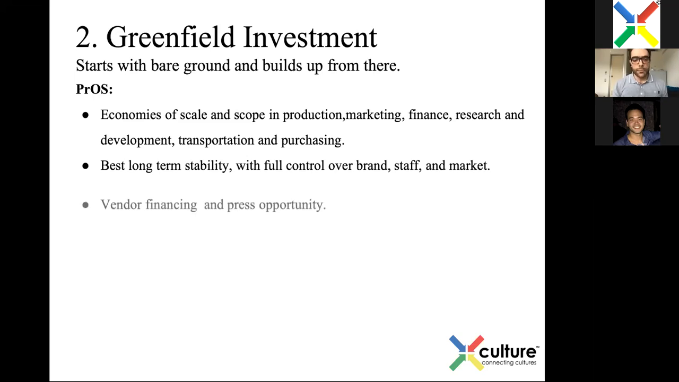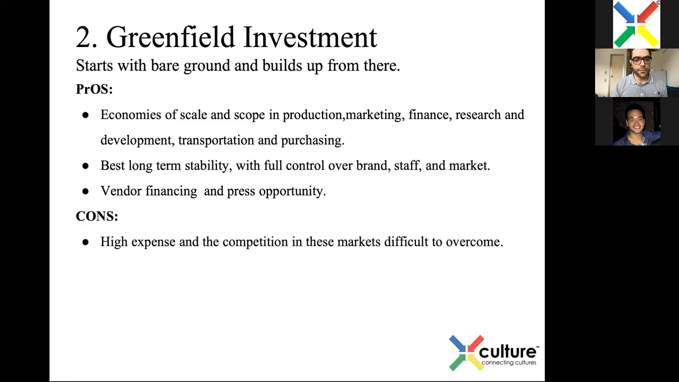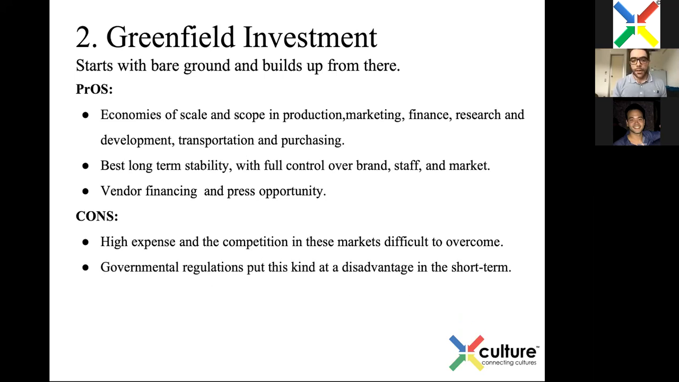Also, the other pros are vendor financing. We can finance our vendors and pursue media and press opportunities. The cons are high expense because it needs economies of scale, and competition in this market is difficult to overcome. Governmental regulations also put this kind of investment at a disadvantage in the short term.